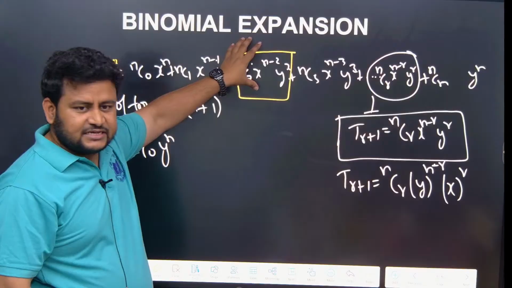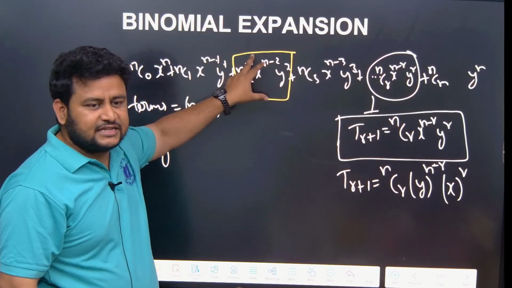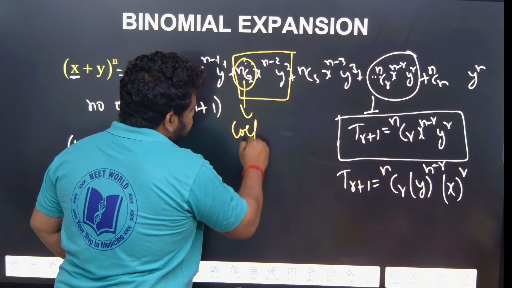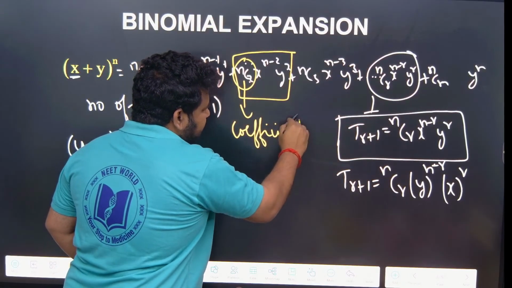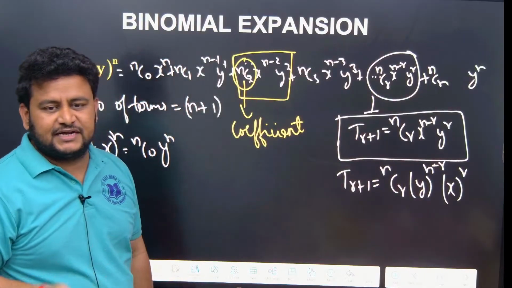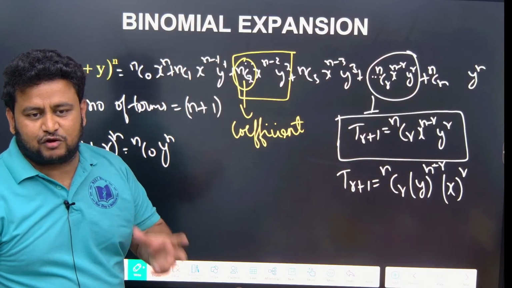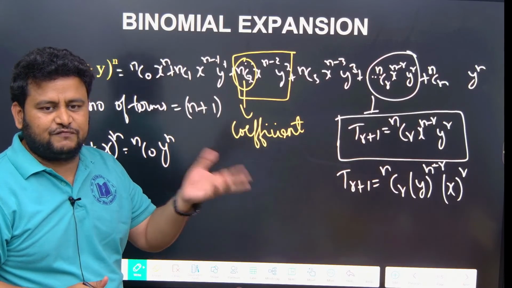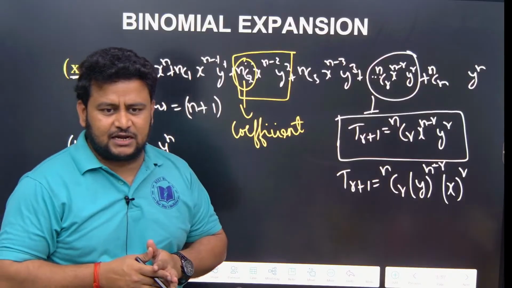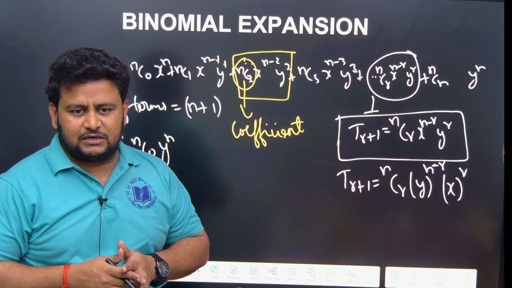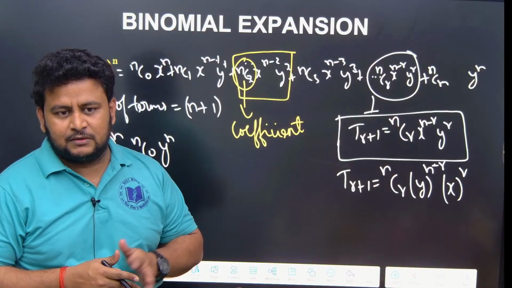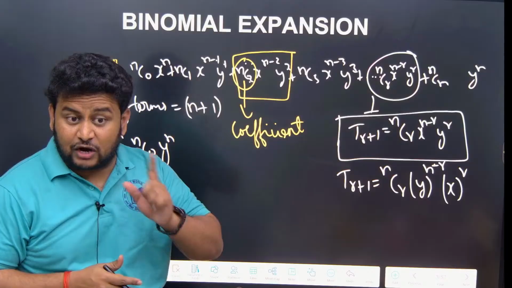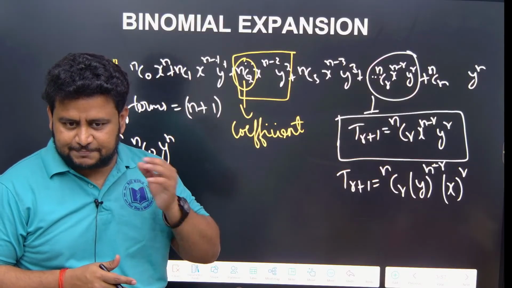This entire thing is a term. Out of this, only this part is the coefficient. So whenever we get a middle term, that will have the greatest binomial coefficient after expansion. Suppose (x + 2) to the power of 5 is given. The middle terms will be the third and fourth terms. Those coefficients will be the greatest binomial coefficients of that expansion, but not the greatest term.